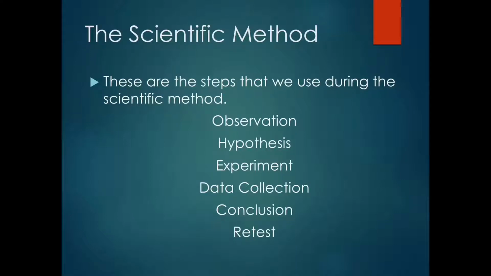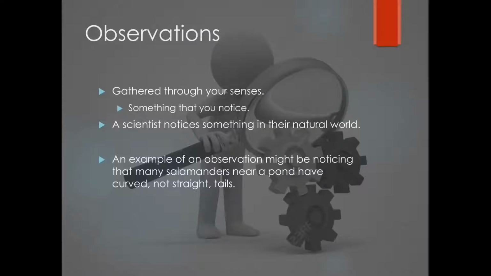Now let's talk about the scientific method. So below I have all of the scientific method steps that we use. We've got observation, hypothesis, experiment, data collection, conclusion, and retest. Let's talk about observations. Observations are gathered through your senses. It's something that you notice, either with your eyes, ears, smell, any kind of sense that you have.